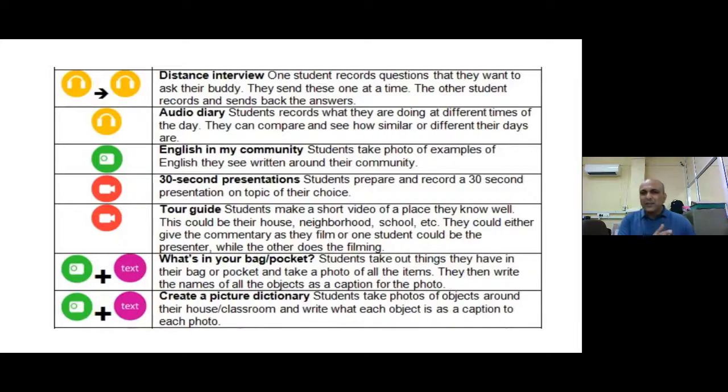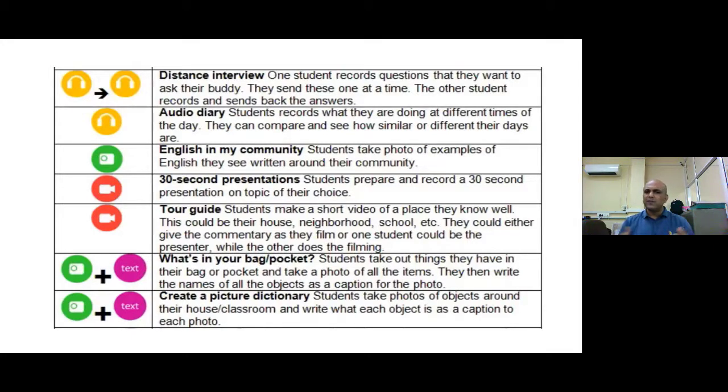10 minutes, 5 minutes, depending on the competence of the learner. Tour guide. Students make short videos of places they know well. This could be their house, neighborhood, school, etc. They could either give the commentary as they film, or one student could be presenter while the other does the filming. So look at the collaborative nature of this activity.